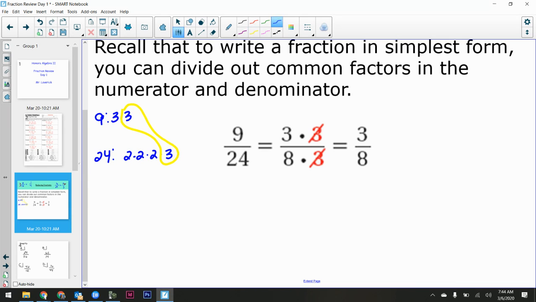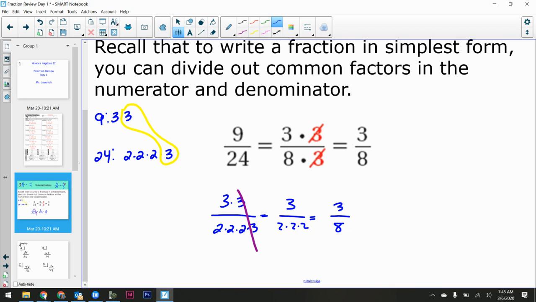Now, how does this help us in reducing fractions? Because if 9 is truly 3 times 3 and 24 is truly 2 times 2 times 2 times 3, what can we do in both numerator and denominator? We can cancel common factors. We can cancel out that 3 and 3, leaving just a 3 on top and then our 3 2's in the denominator, so 3/8. Yeah? That's the way I'm going to insist that you reduce these fractions.